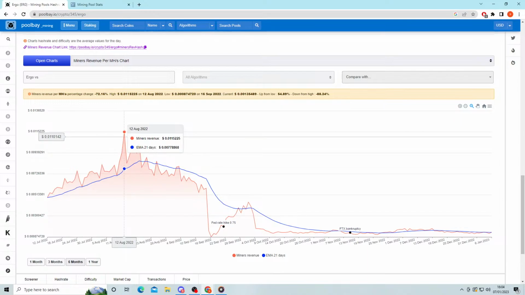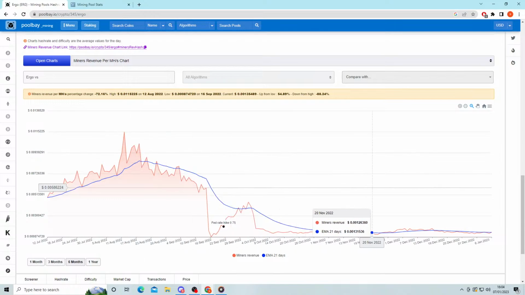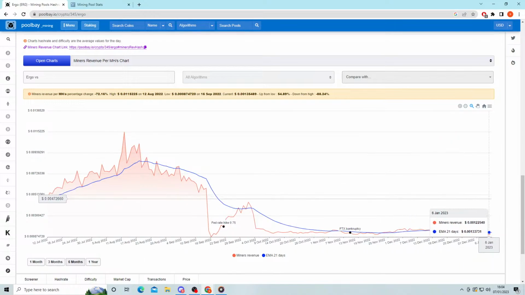So we're at 0.01 for Ergo, and then after the merge, looking at 0.001. So all these are just falling by an order of magnitude, down 10 times. So basically we're cutting our revenue per mega hash down to a tenth.